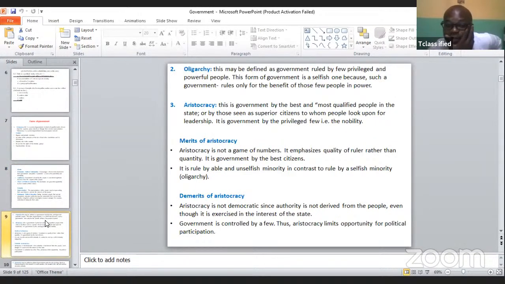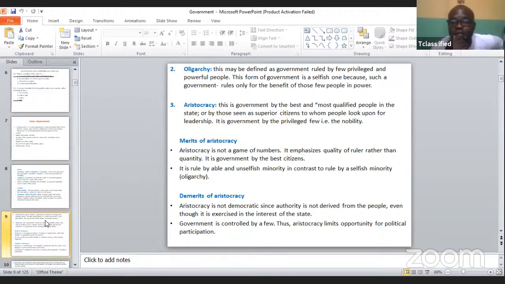Now let's look at the second form of government, known as oligarchy. This may be defined as government ruled by a few privileged and powerful people. Oligarchy is a form of government that is ruled by few privileged and powerful people. This form of government is selfish because such government rules only for the benefit of those few people in power. So oligarchy, very important. In your JAMB, you're going to see which of the following is the type of government ruled by privileged few and powerful people.